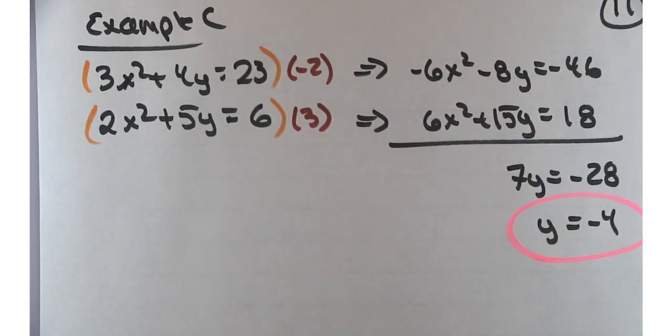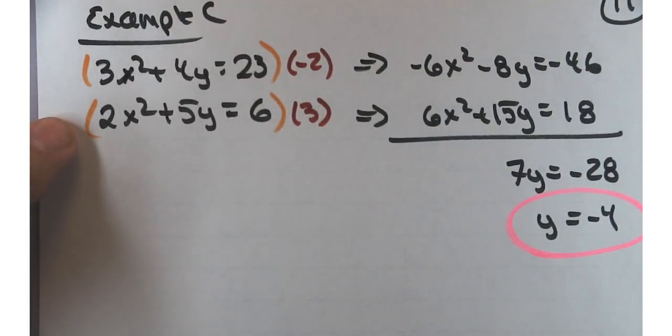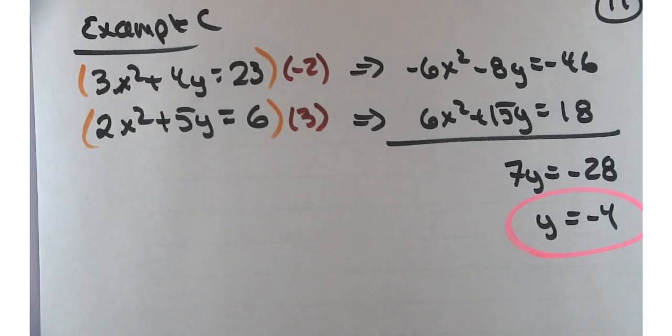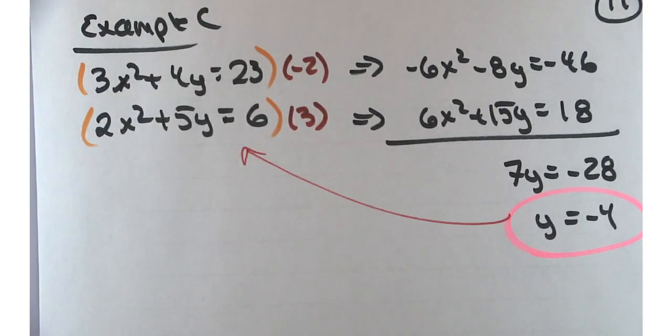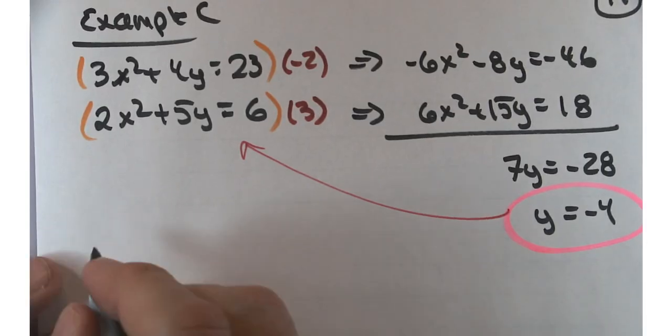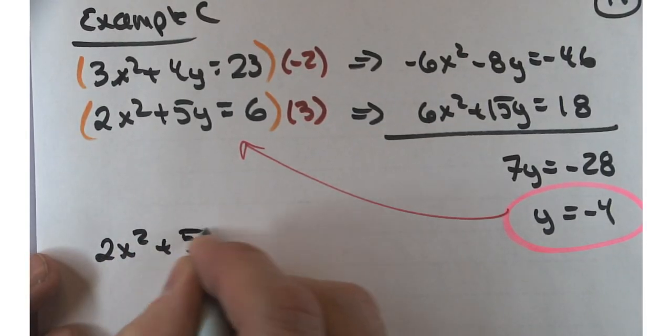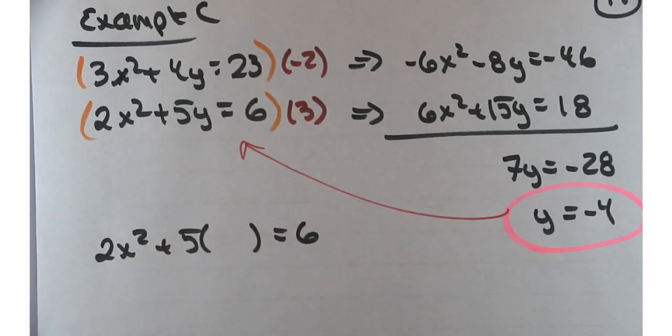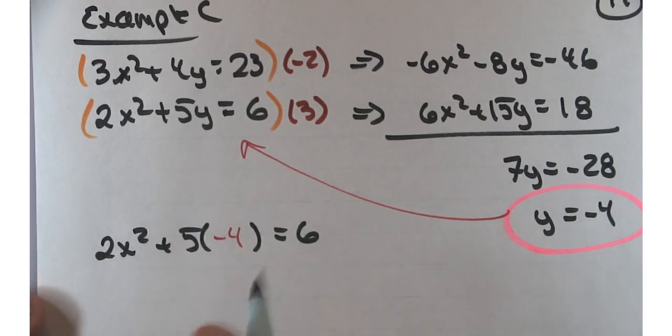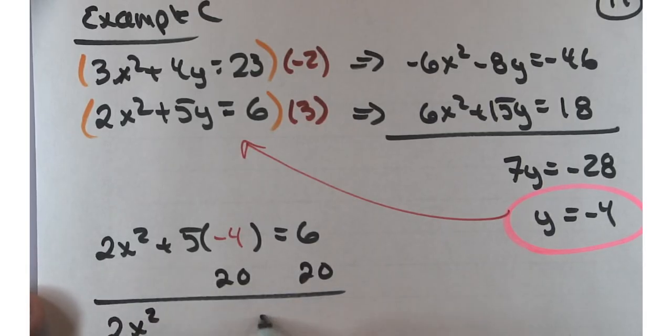But keep in mind, your solutions are of the form of x and y. They're coordinate pairs. How do I find the x variable? Plug the -4 back into one of the equations. All right, let's plug it into the bottom equation just because it looks handy and easiest. So I'll plug that in here. End up with 2x squared plus 5 times -4 equals 6. That's a -20. So I'll add 20 to both sides and get 2x squared equals 26.